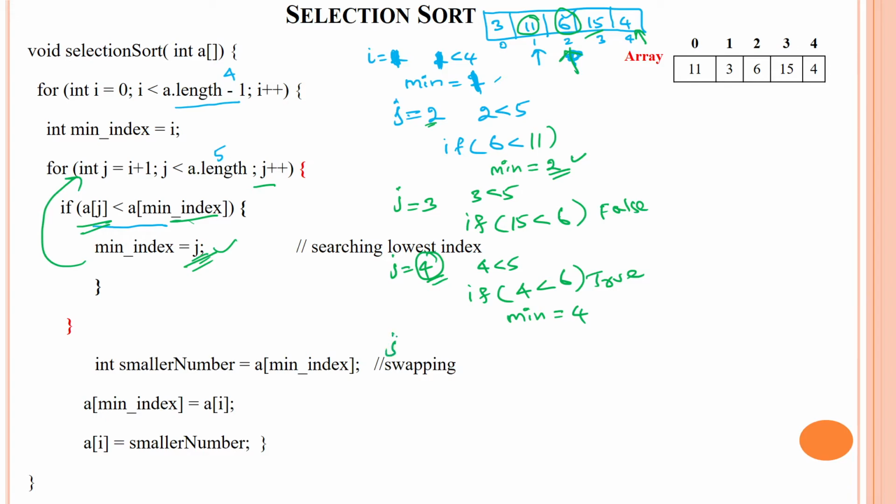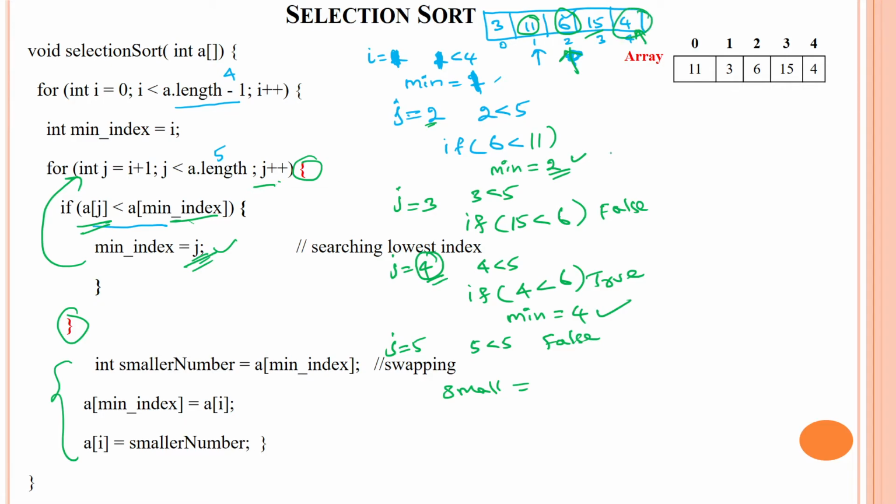Then j is incremented by 1. So j equals 5. When j equals 5, 5 less than 5 is false. Once it is false, it comes out of the for loop. So the inner for loop is coming out. Then there is the swapping approach. Here we are taking the smallest number, which is a of minimum index. What is the minimum index? Minimum index is 4. A of 4 is here 4.